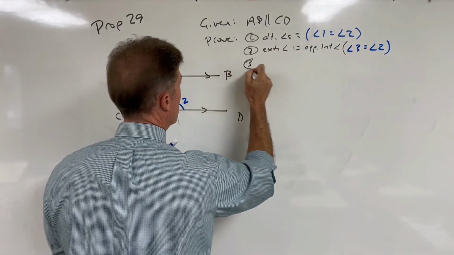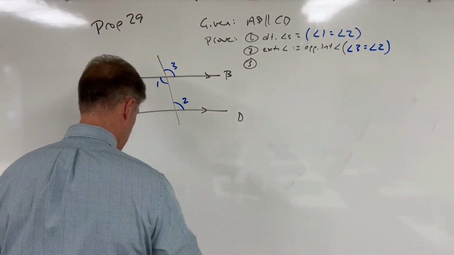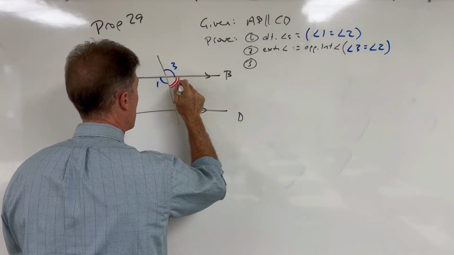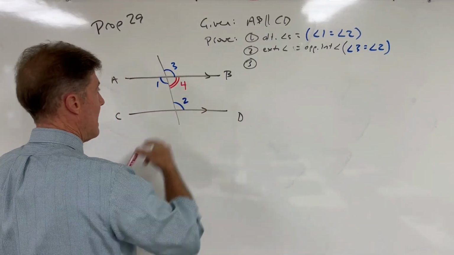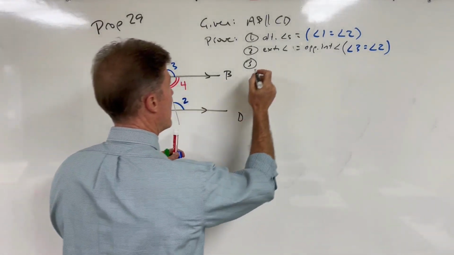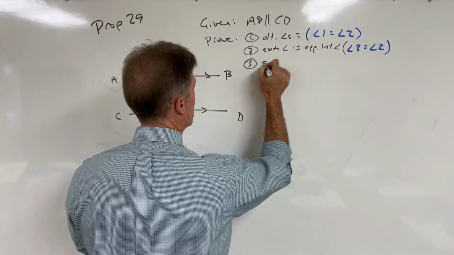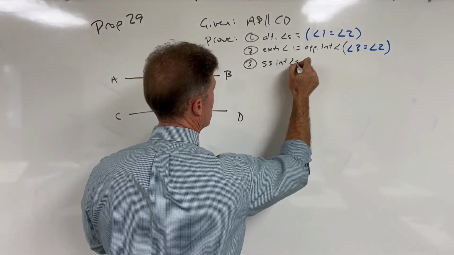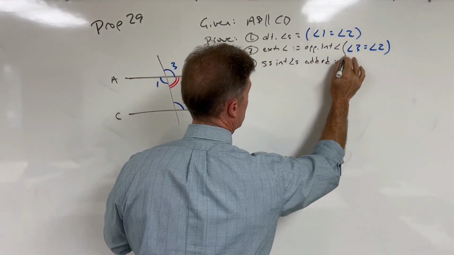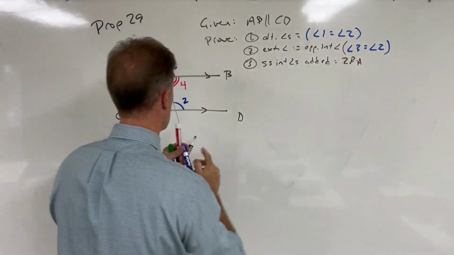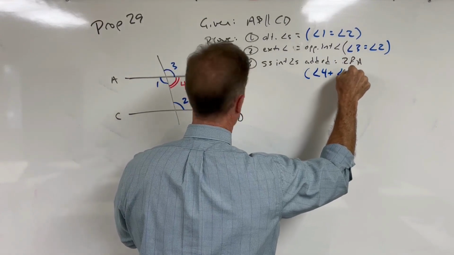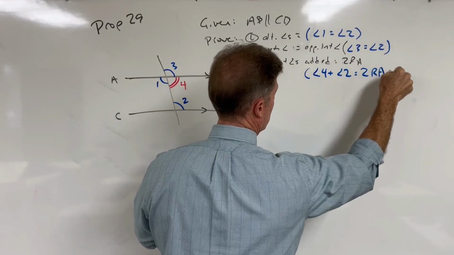And the third thing we're going to prove is, let me get a different color here, that this angle here in red, we'll call this angle 4, and angle 2, the same side interior angles, when added together, equal two right angles. So in this case, we're going to prove that angle 4 plus angle 2 is equal to two right angles.